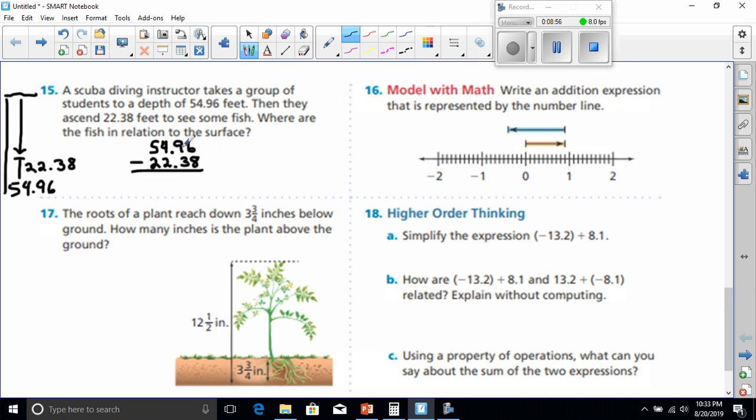Well, if we do this, we see we're going to have to borrow one over here. So that's going to turn this to an 8. This to a 16. That'll make this 8. If this is 8, that'll make this 5. Our decimal comes down. 4 minus 2 is 2, and 5 minus 2 is 3. So 32.58 below the surface.